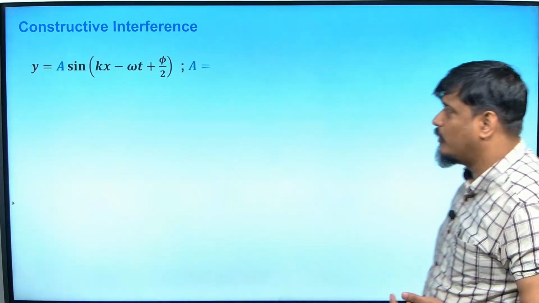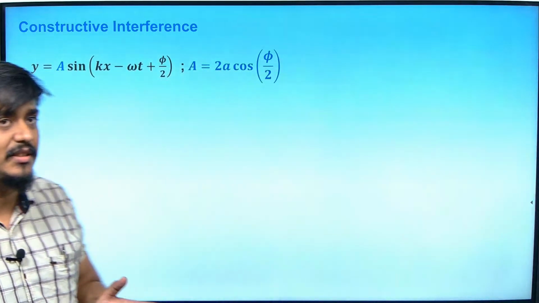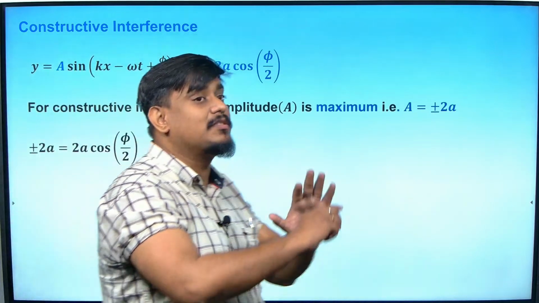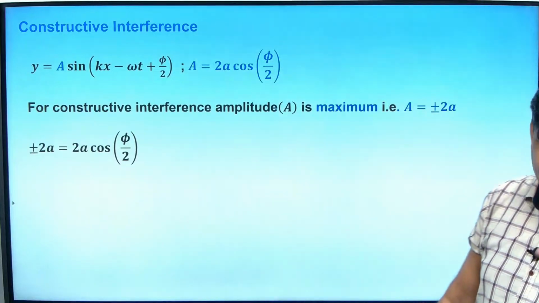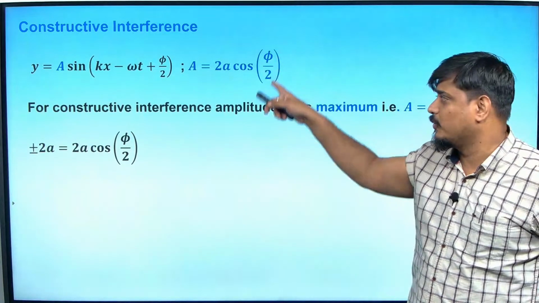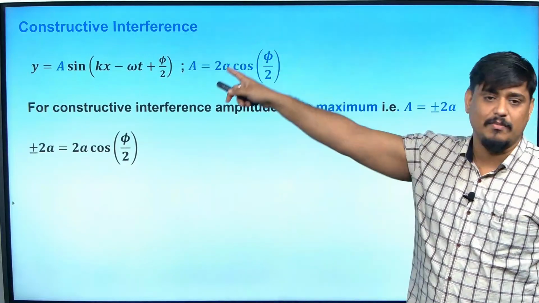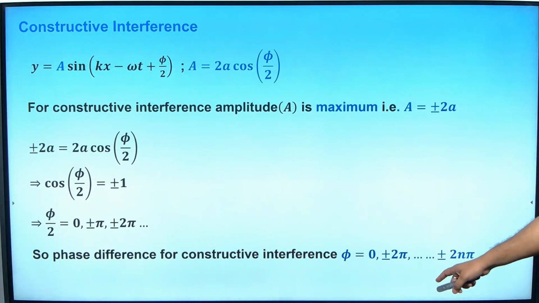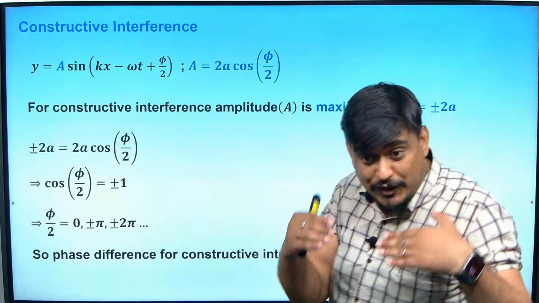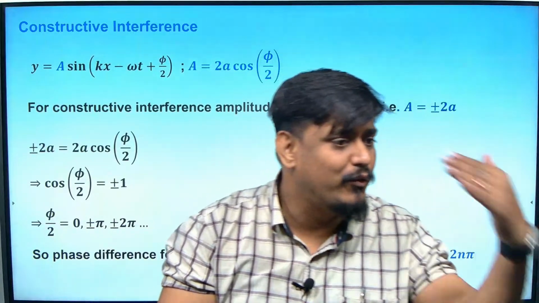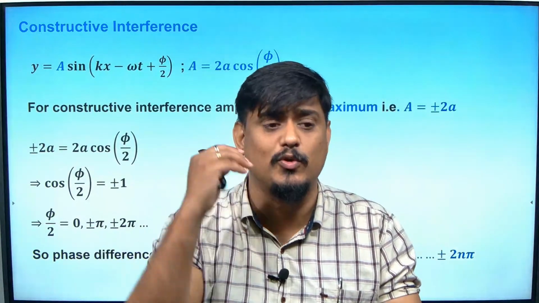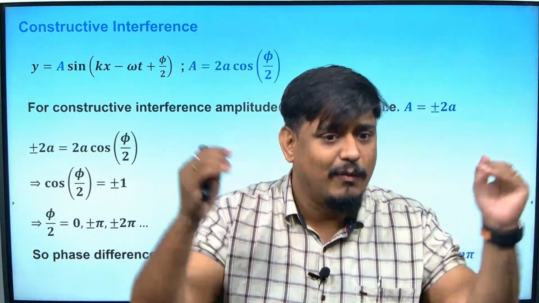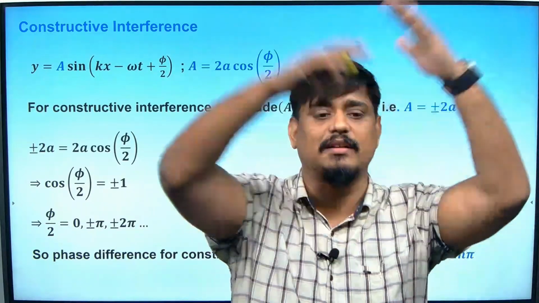I have told you about the condition when the interference can be constructive and when it can be destructive. In constructive interference, amplitude becomes maximum, that is plus or minus 2a. In this case, 2a cos phi by 2 is the amplitude, right? This has to be maximum. If you solve that equation, you will get the value of phi as 2n pi. It means if two waves are coming with a phase difference of 0, 2 pi, 4 pi, 6 pi, 8 pi, 102 pi, 3468 pi, all the even multiples of pi, when they collaborate together, it will make a constructive interference.